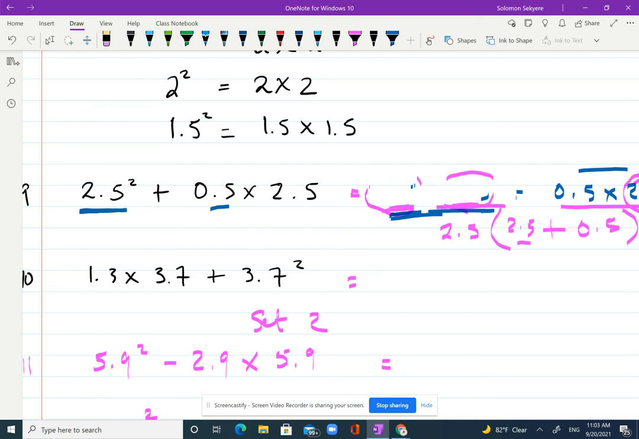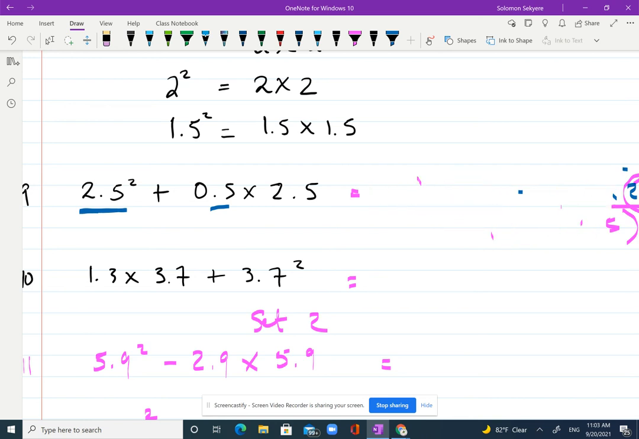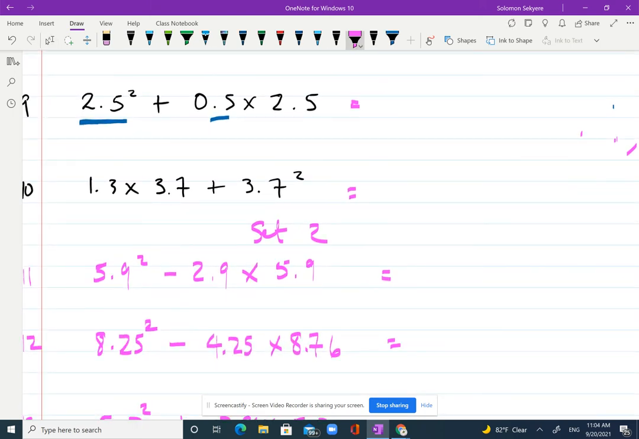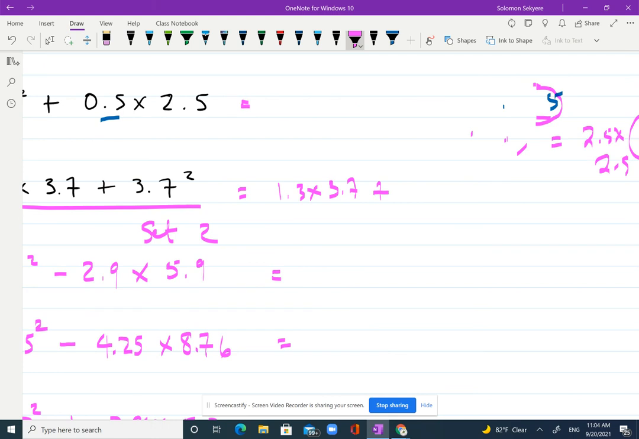Okay, got it? All right, review what I just did, and then go forward. So what are you going to do over here? It's 1.3 times 3.7, right? And then plus, how do you write 3.7 squared? It's 3.7 times itself, 3.7. Okay, now what do you have? You have this multiplication and that multiplication. What is common to both? It is the 3.7.